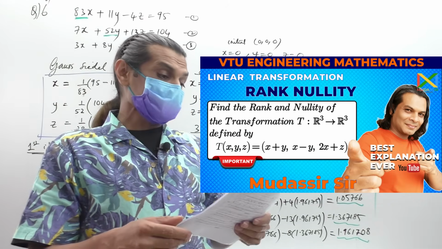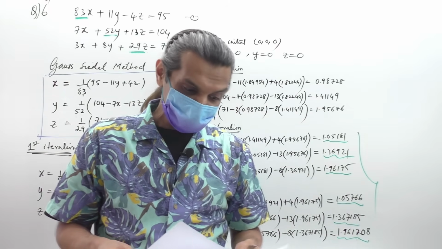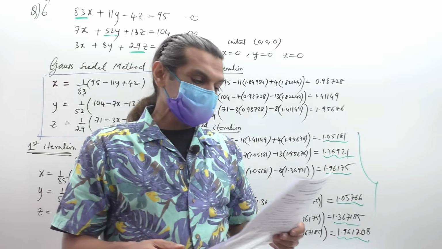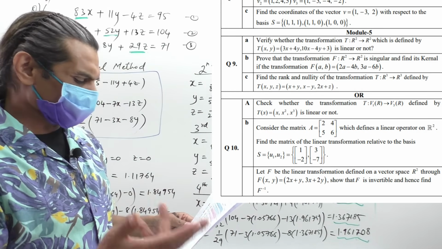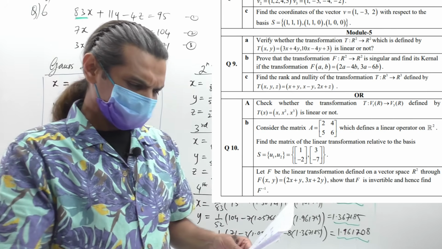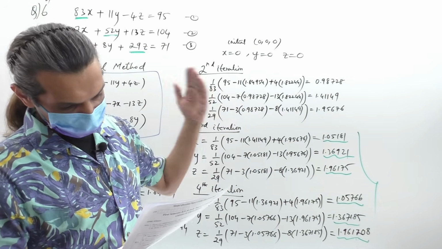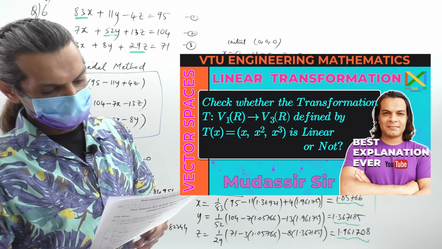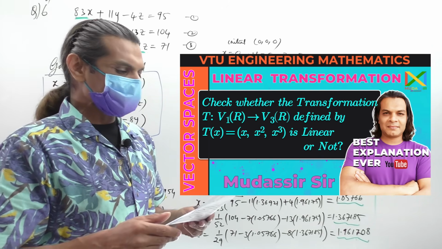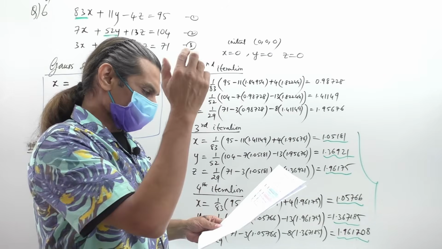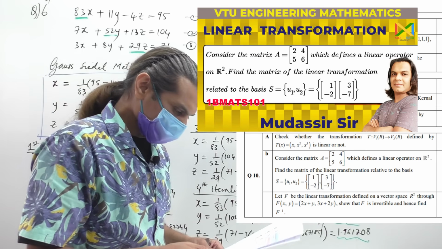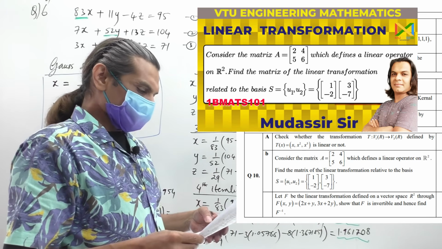Please refer. Then the last part, question number 10a. Check whether the transformation defined by x square, x cube is linear or not. Simple question, only for 6 marks. I have already solved this question, so please check the solution. The link is given in the description. That is question number 10a. Also question number 10b, you'll find the solution already solved. You'll find the link in the description.